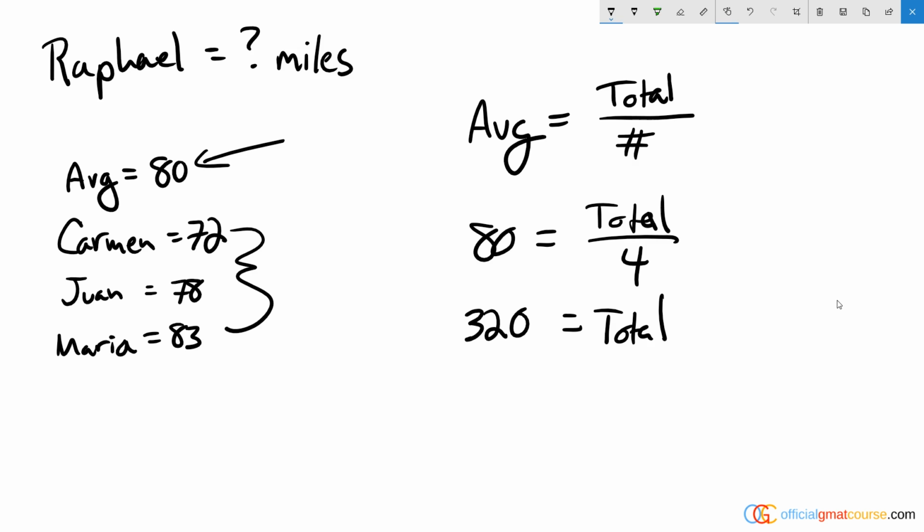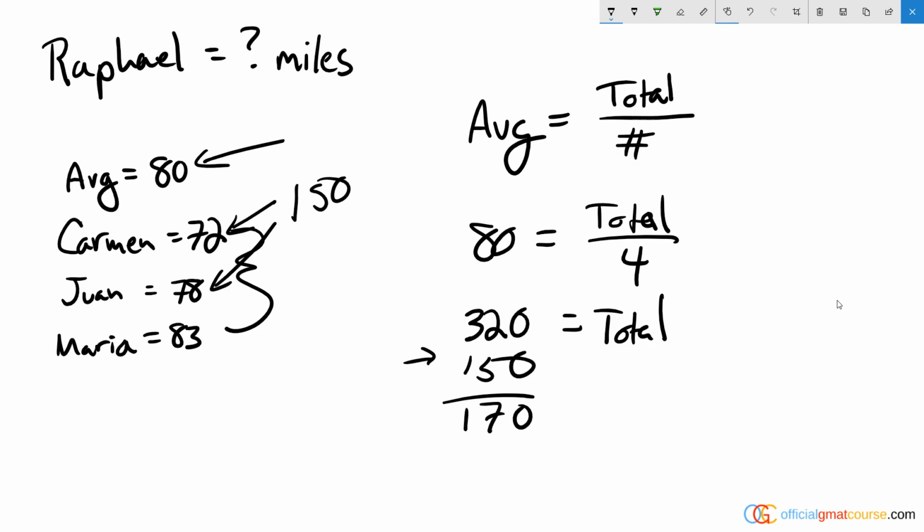the other 3 people. So if we subtract these numbers from 320, we'll be left with the number of miles that Raphael drove. So I see an opportunity to add a 72 and a 78. That's going to end with a 0 because the 8 plus a 2. And that's going to give me 150. So I'm going to subtract 150 from 320 real quick. And that's going to leave me with 270? No, 170. So I have 170 left over.